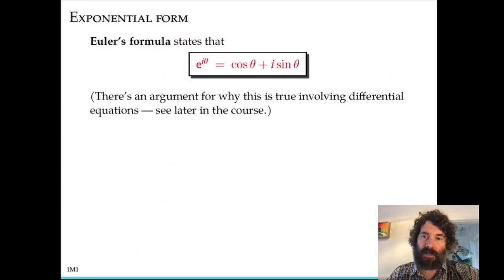So first of all, what is Euler's formula? It is the formula that's shown here on the slide. e to the i theta equals cosine of theta plus i sine of theta. And it is a very mysterious formula when you first see it.